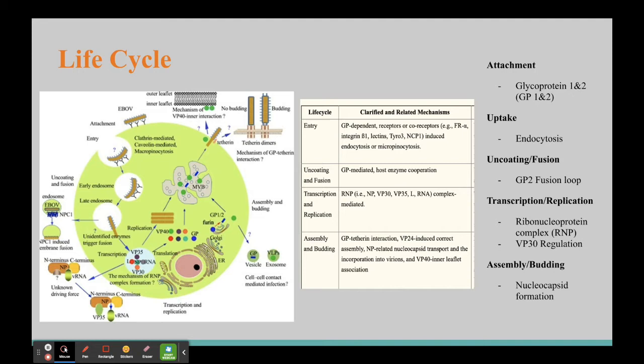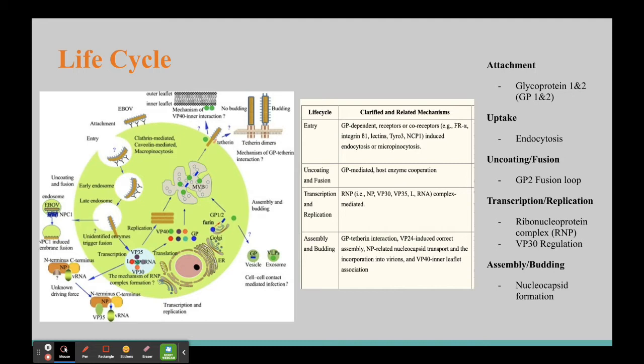Attachment occurs through the glycoprotein 1 subunit of EBOV, which has a receptor binding domain which interacts with multiple cell receptors, a glycan cap which protects binding sites from cellular antibodies, and interacts with glycoprotein 2 for internal fusion regulation, and a mucin-like domain which protects from immune recognition.